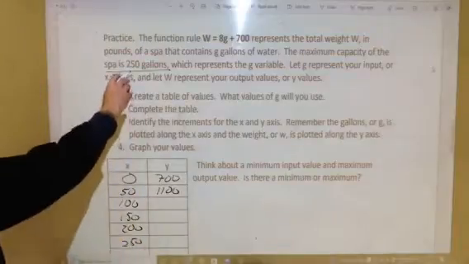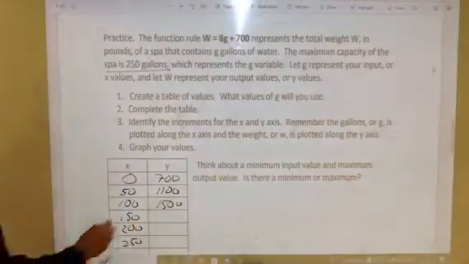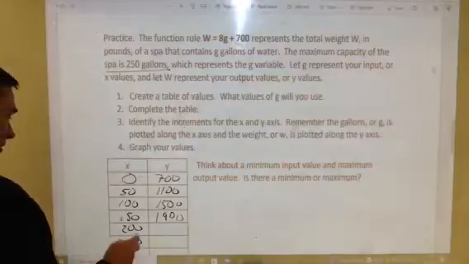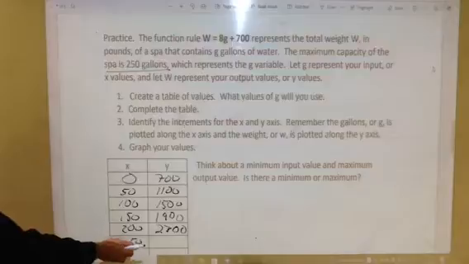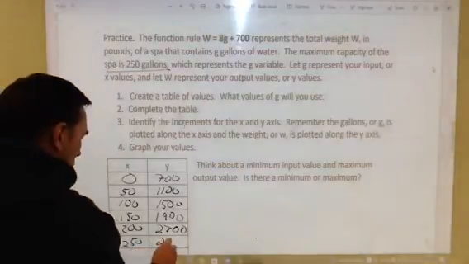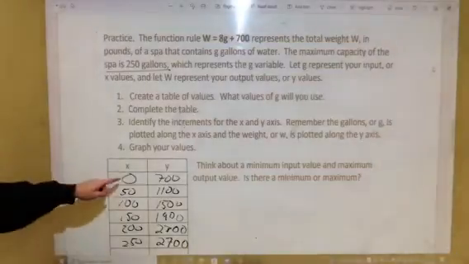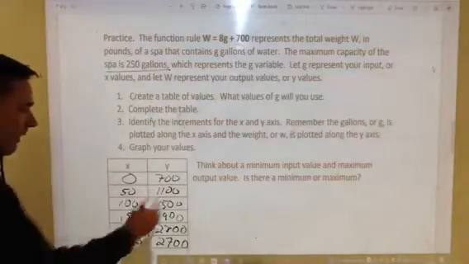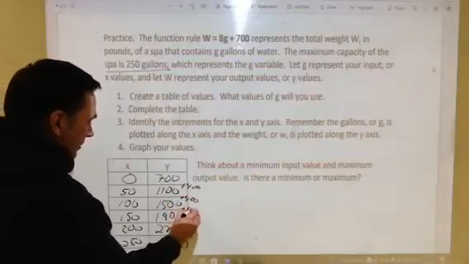If I put 100 in, that makes this 1,500. 150 gallons ends up being 1,900. 200 gallons is 2,300 pounds. And 250 gallons will be 2,700. Now again, if you notice, we have a pattern here. Adding 50 gallons of water adds 400 pounds of weight to our spa or hot tub.